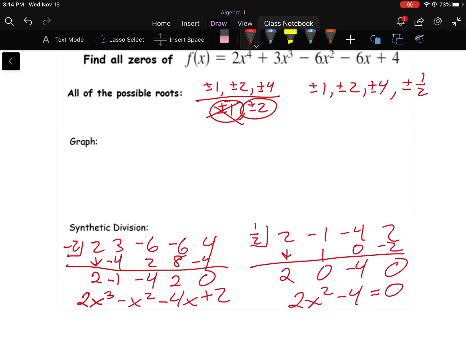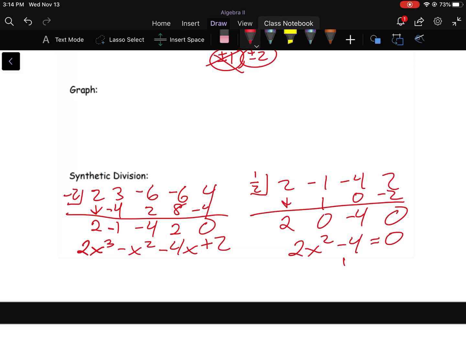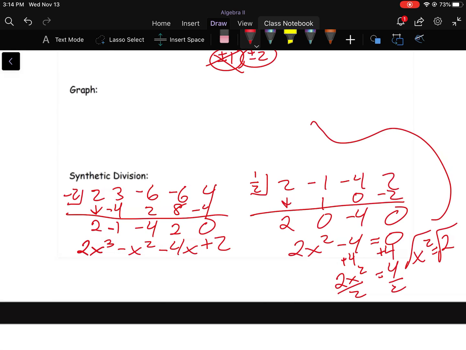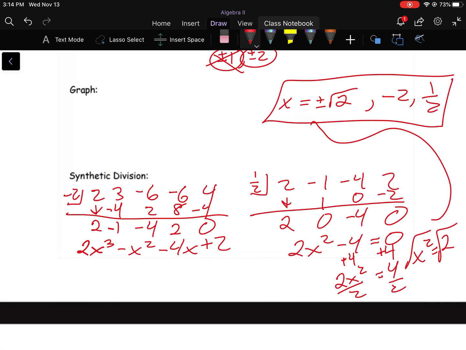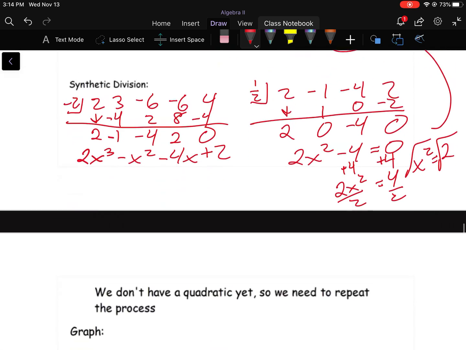Now, I don't even need the quadratic formula for that. I'll just solve that by taking and solving a square root. So 2x to the second equals 4. Divide by 2, x squared is equal to 2. And my answers are going to go up here. Our x is equal to plus or minus the square root of 2. -2 worked, and 1/2. There's my 4 answers. And if I go back to my original graph, that did have 4 x-intercepts. There's just no way I would have guessed the square root of 2's decimal.